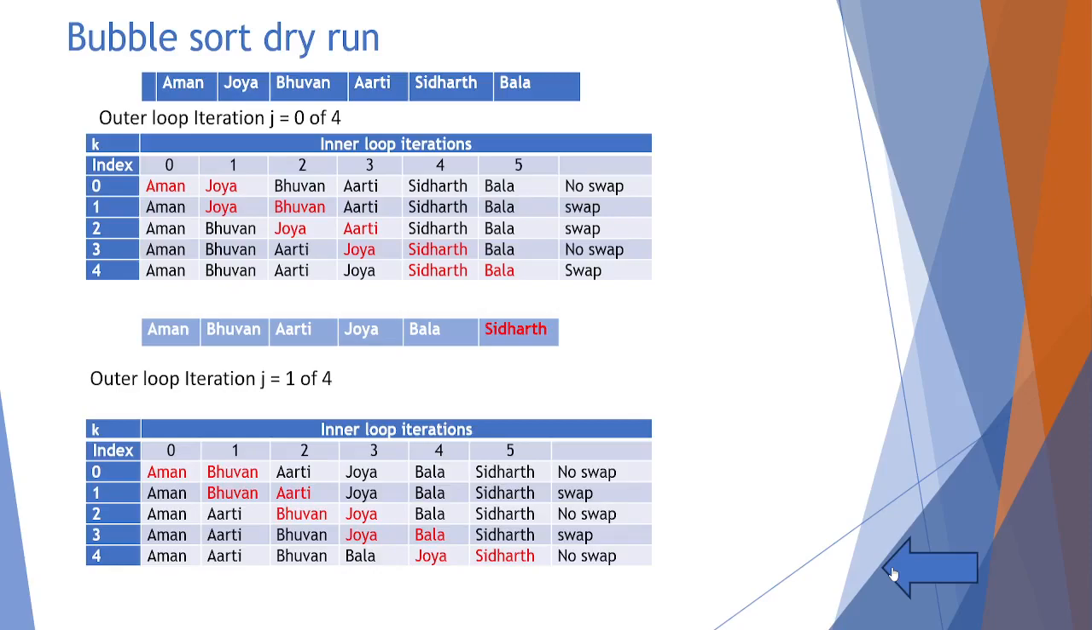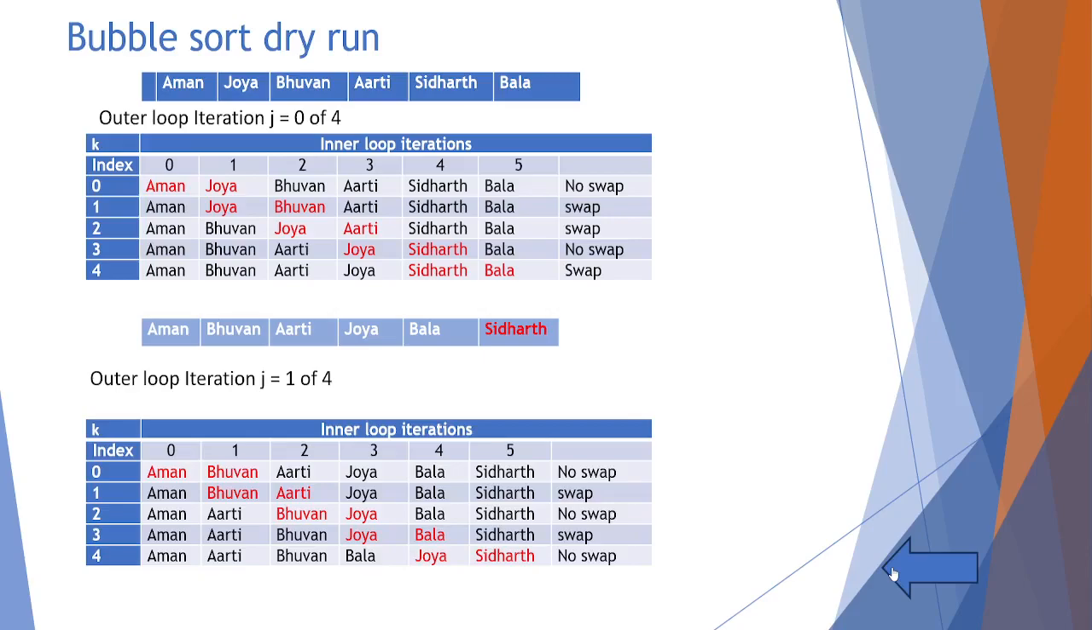In the second iteration of the outer loop, that is j is 1, again the kth loop is forced to start from 0 because it is a nested loop. Now Aman Bhuvan, no swap. Bhuvan Arti, swap. Bhuvan Zoya, no swap. Zoya Bala, swap is there. Zoya Siddharth, no swap. But in the second pass, second iteration of the outer loop, already 2 elements are sorted, last and last but 1.